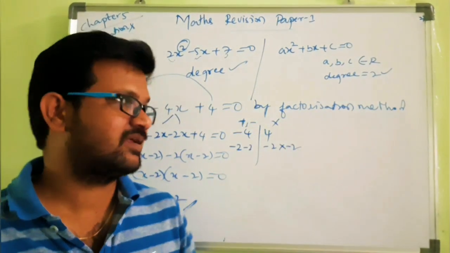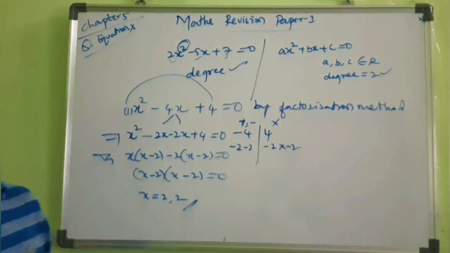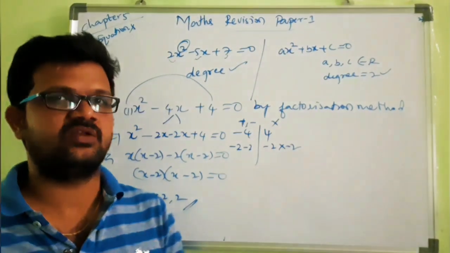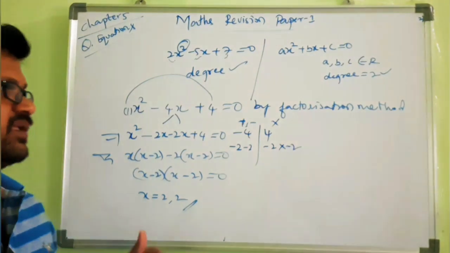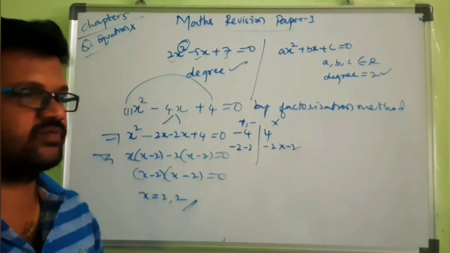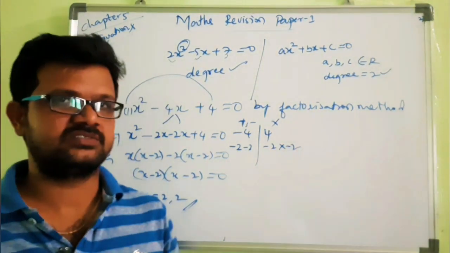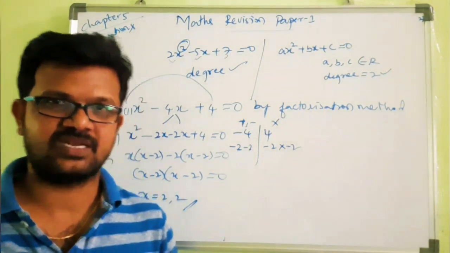This is a revision class, so that's why I'm explaining very fast. For the detailed chapter of quadratic equations, you can visit our previous videos, where I explained each and every method clearly. Next, the completing the square method is sometimes asked for 2 marks and 4 marks. That also you can visit in our previous class.